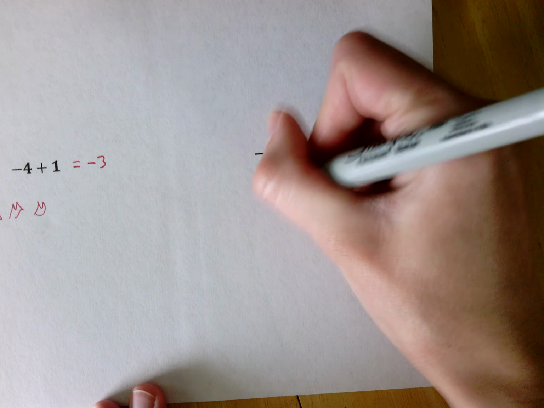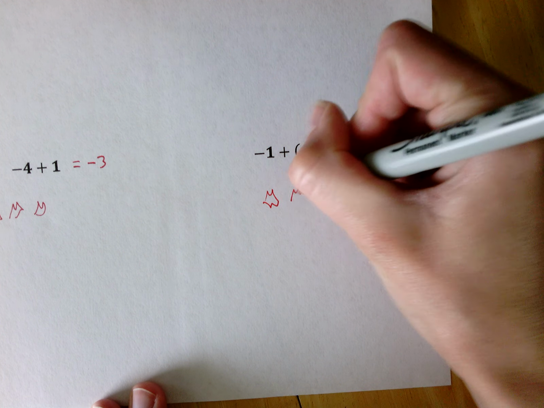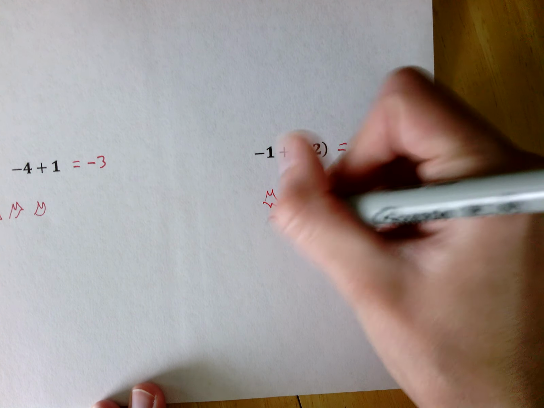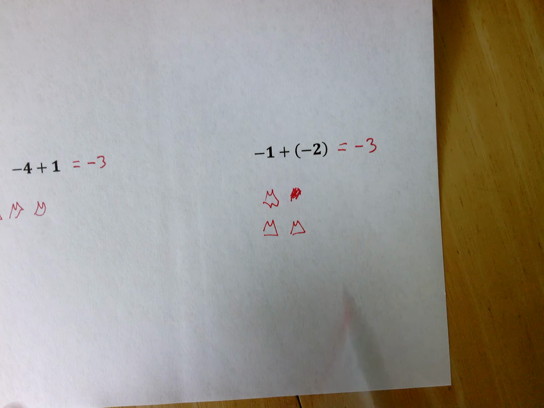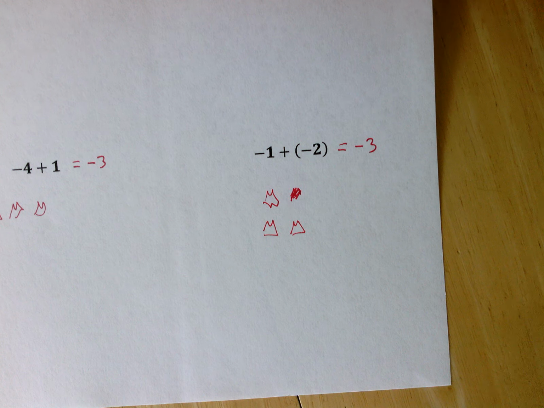Okay, and then when I draw my picture, here's 1 fire. Oops, sorry, I didn't need that one. And then 2 more fires. Nothing cancels because remember, only a bucket of water can put a fire out. So that's it. That's our answer.